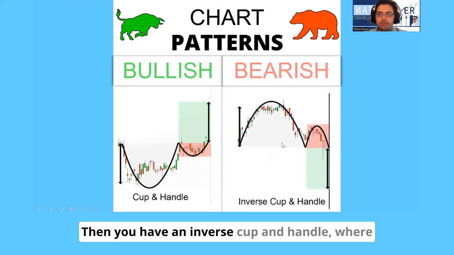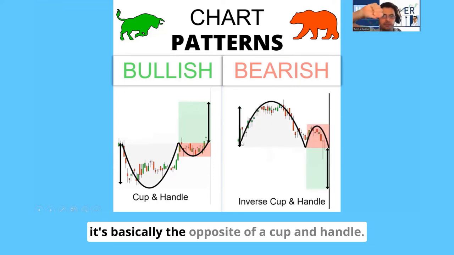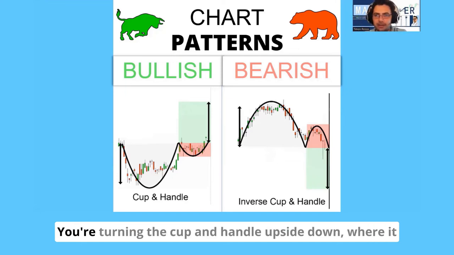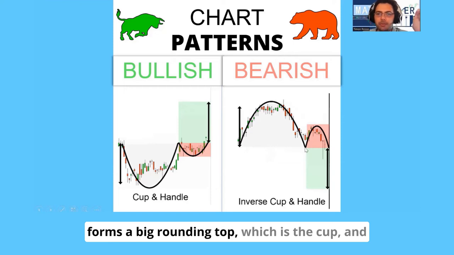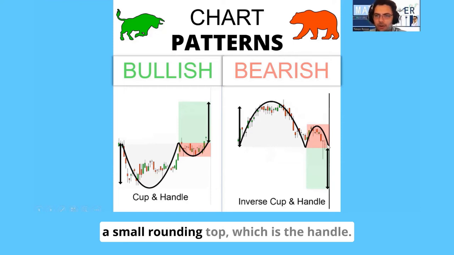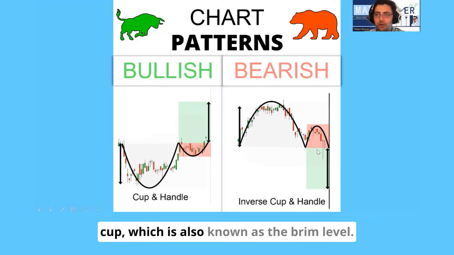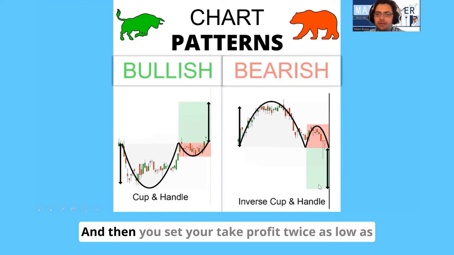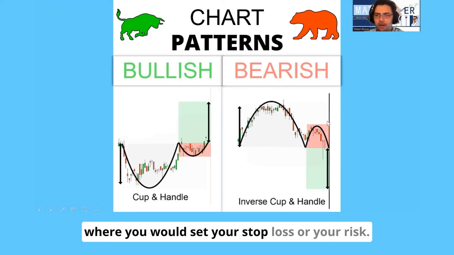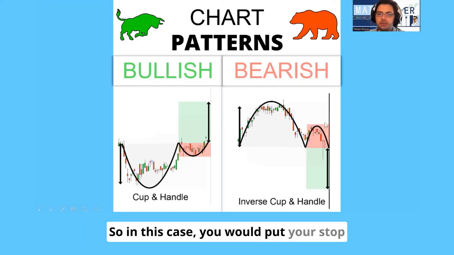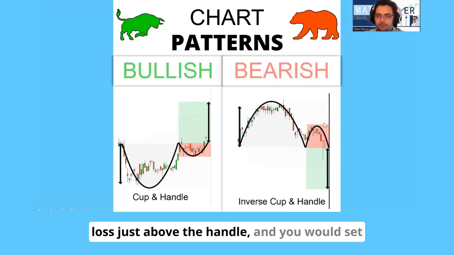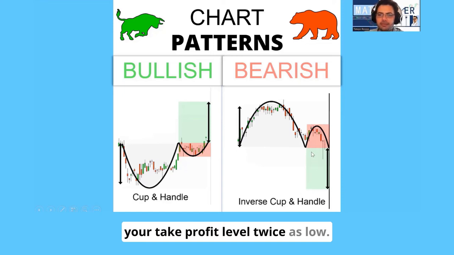Then you have an inverse cup and handle, where it's basically the opposite of a cup and handle. You're turning the cup and handle upside down, where it forms a big rounding top, which is the cup, and a small rounding top, which is the handle. And then the price breaks below the support of the cup, which is also known as the brim level. And then you set your take profit twice as low as where you would set your stop loss or your risk. So in this case, you would put your stop loss just above the handle, and you would set your take profit level twice as low.